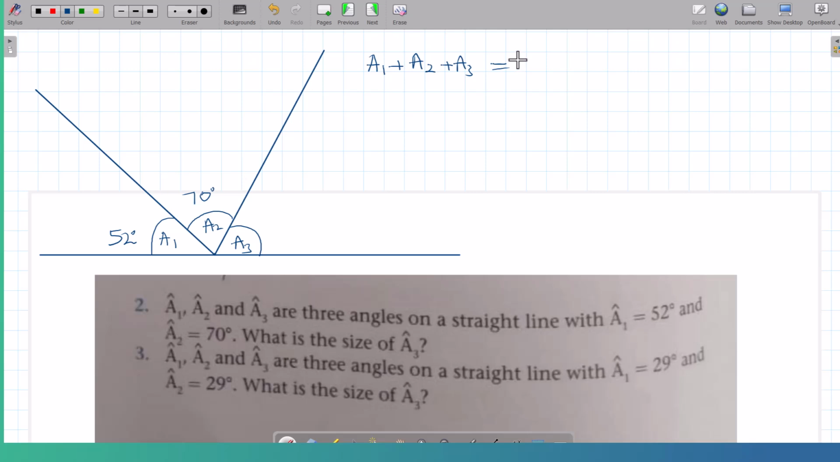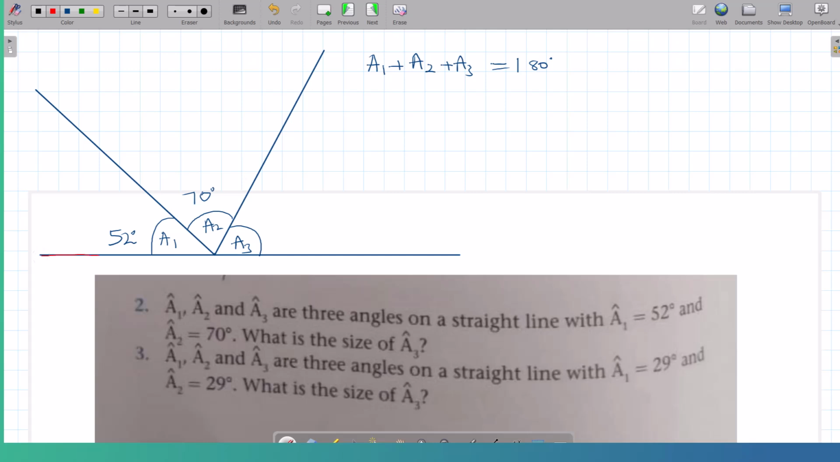Unless you add A1 and A2's numbers together. Now I am going to say equals to 180. Come on. Equals to what? 180. Why? This is a straight line here, guys. Let me draw it in red. Maybe you want to see it in red.